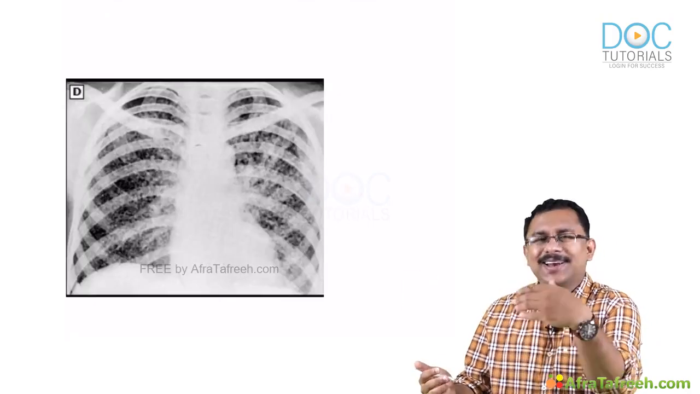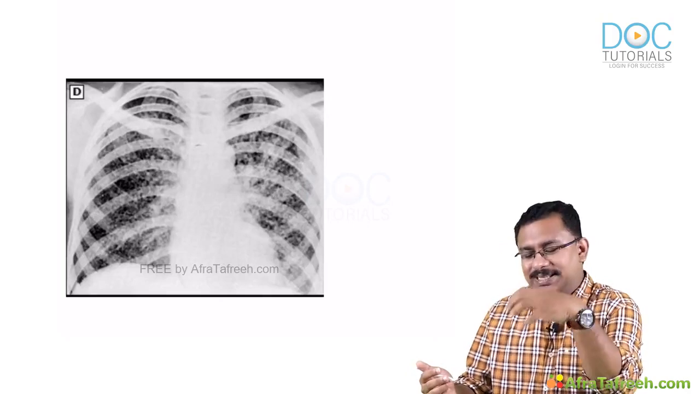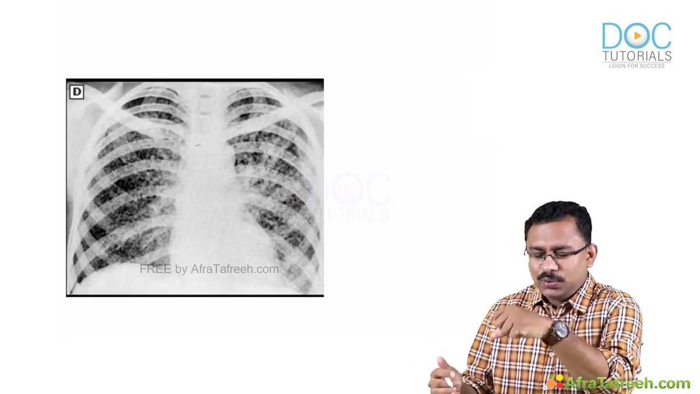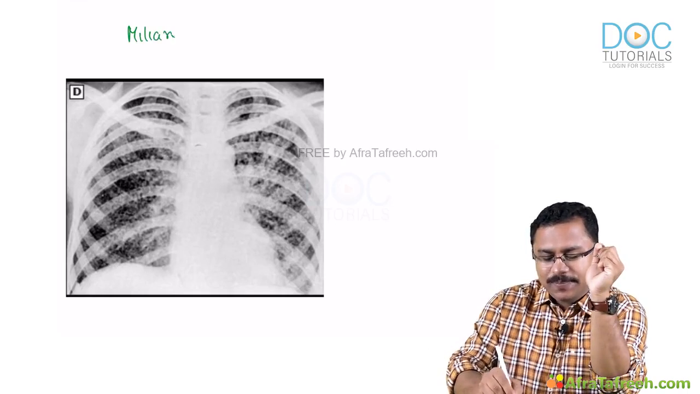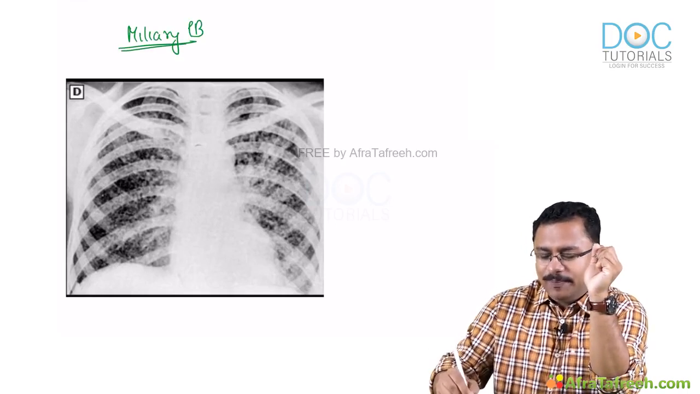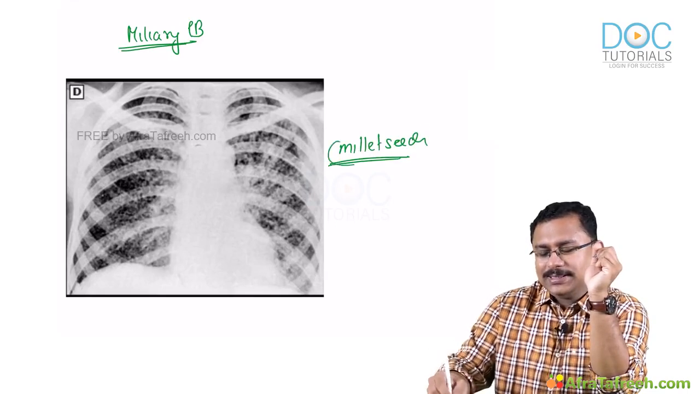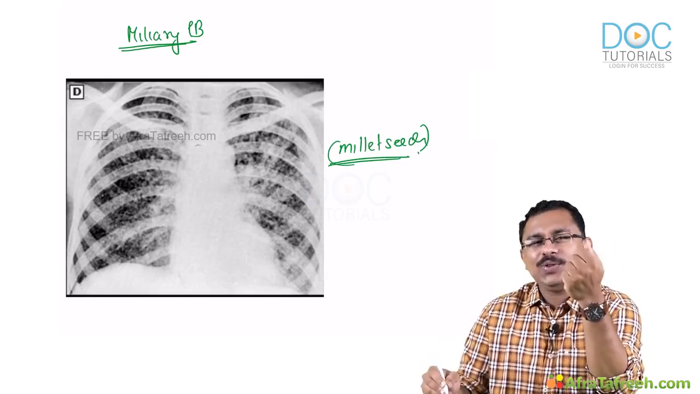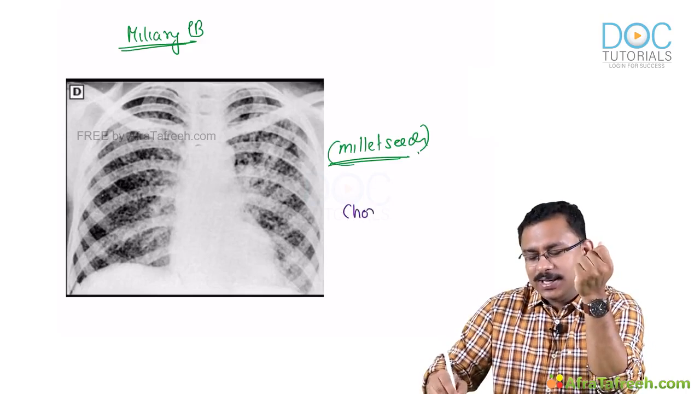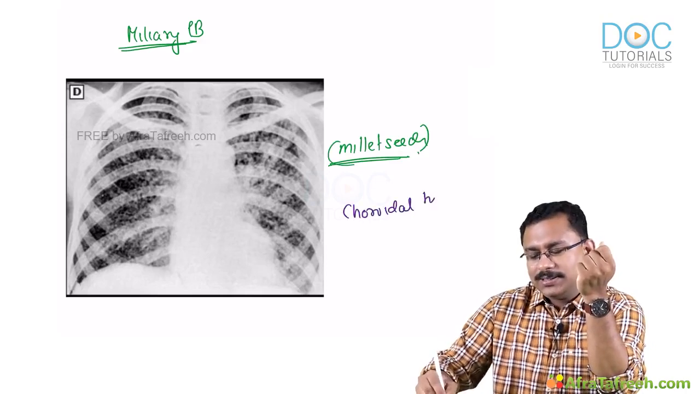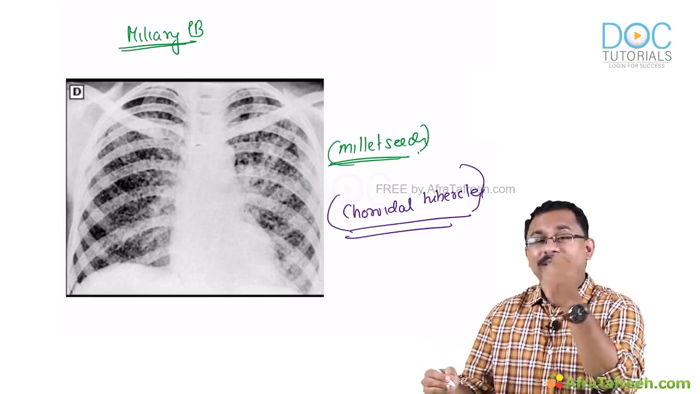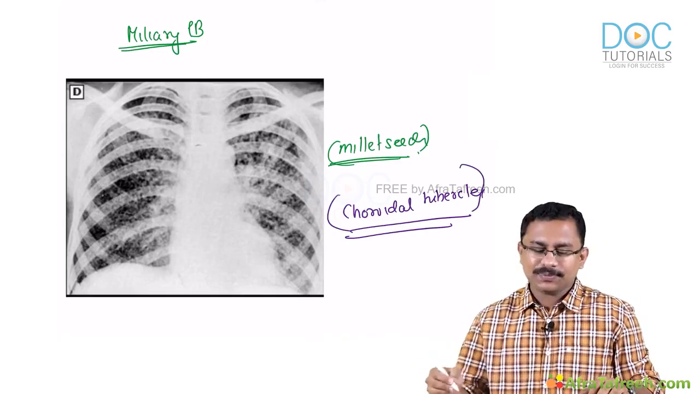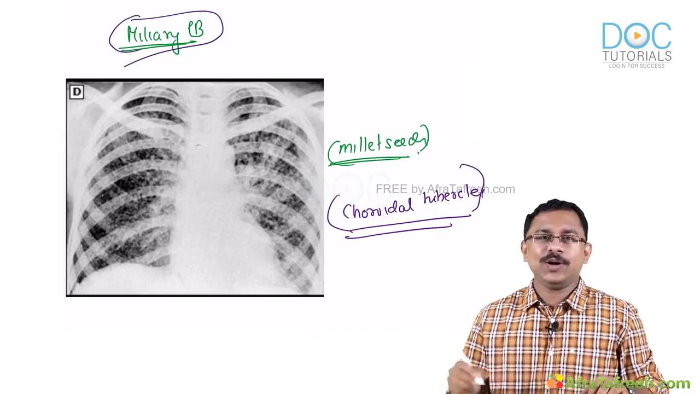And this is a classical miliary tuberculosis where the dissemination has happened. So it is like millet seeds. This is a miliary TB, just like your millet seeds throughout the lungs. And in such individuals, when you do the fundus examination, you are likely to see choroidal tubercles. You might have learned this in your ophthalmology as well. So that's your miliary tuberculosis.